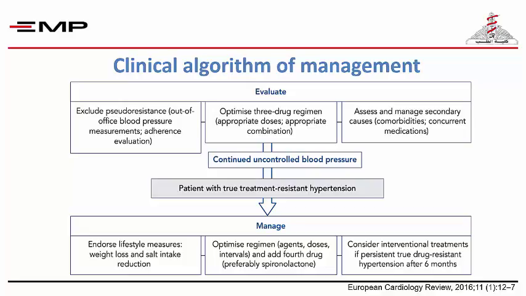This is managed by endorsing lifestyle measures like weight loss and salt intake reduction, and optimizing the drug regimen with agents and doses through correct intervals, and adding a fourth drug, preferably spironolactone. Then, if failed, consider interventional treatments if persistent true drug-resistant hypertension after 6 months.